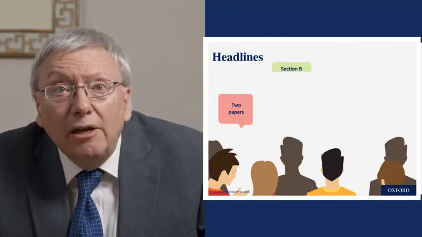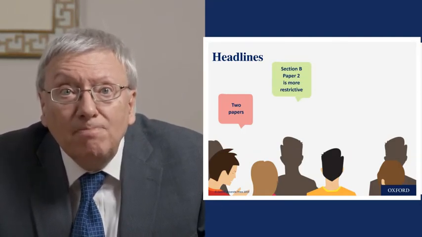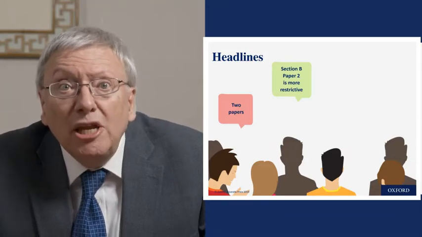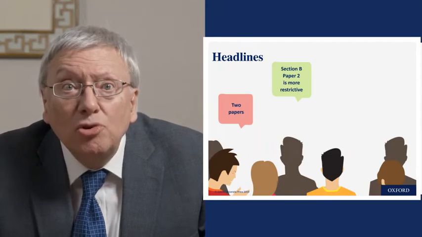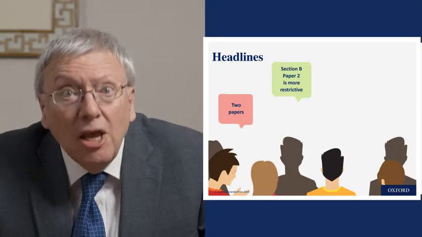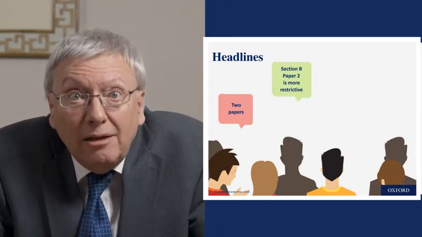Another important headline is that in section B of paper 2, the range of choice is more restricted than in the present structure. Instead of choosing 3 questions from a possible 6 questions, students will choose 3 questions from a possible 4 questions. The advantage of this is that students will be able to spend less time reading and more time writing.